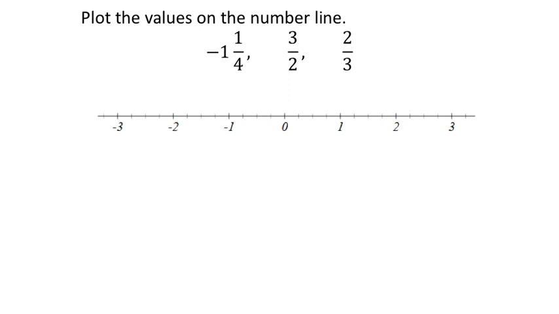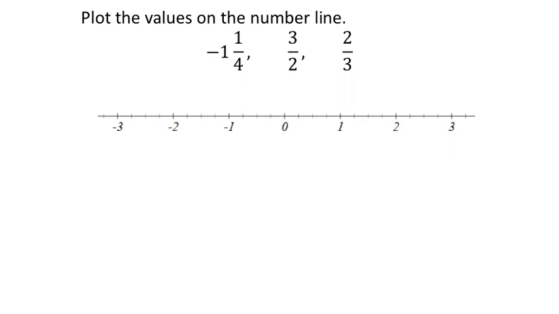All right, here we go. We're going to plot these values on the number line. We've got negative 1 and 1/4. We have 3 halves, and then we've got 2/3, which almost look the same, but they're different. So take a minute. Try to plot these on the number line.